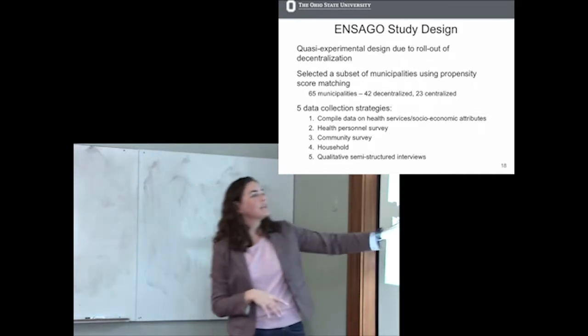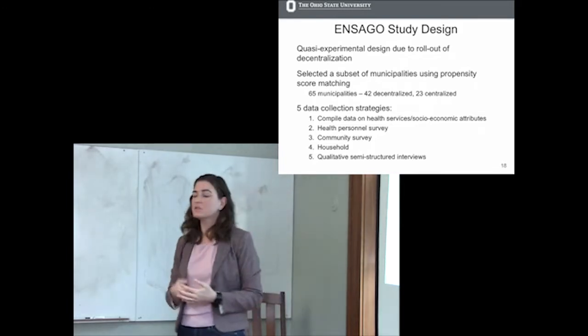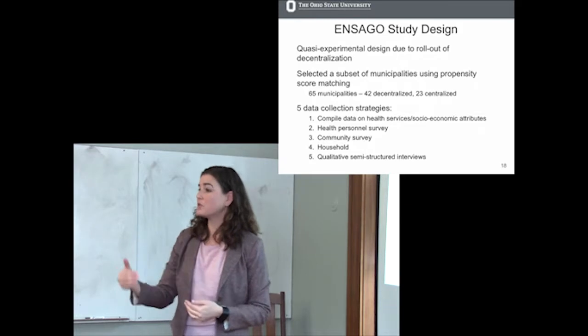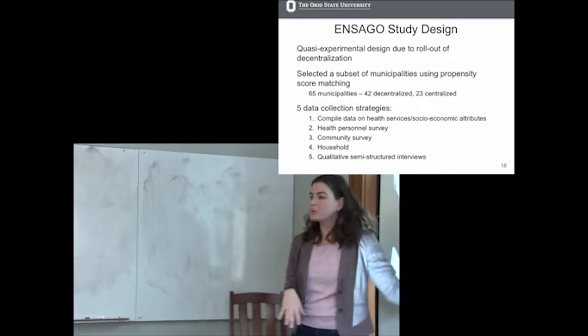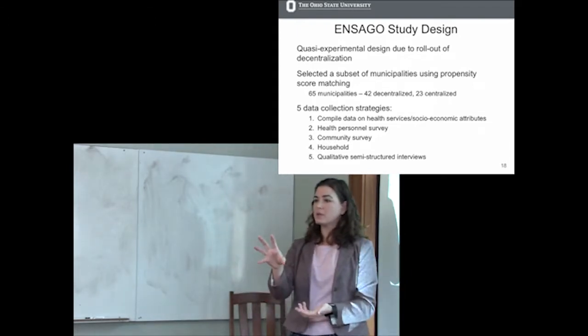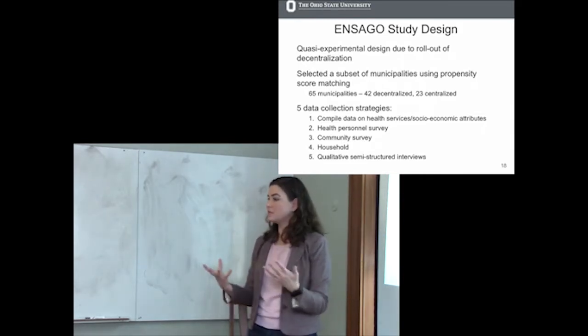So we have 5 data collection strategies, actually, as part of our survey. We compiled data on health services and socioeconomic attributes. We got this from the census in Honduras and the Ministry of Health in Honduras. They actually shared data with us. We had a health personnel survey. We went to all of these health centers in the select municipalities that we had, and then we interviewed health personnel in the different health centers.